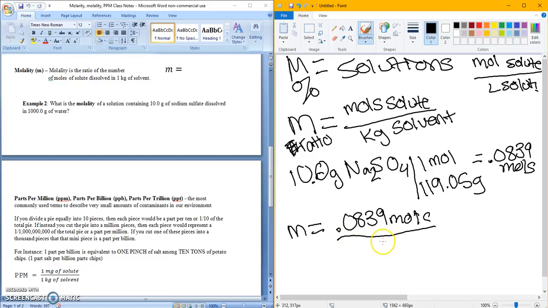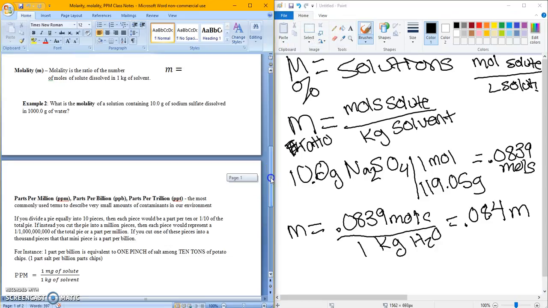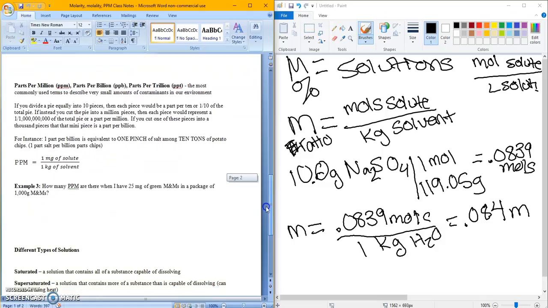Now if I look, it says 1,000 grams. I know 1,000 grams is equal to 1 kilogram, so I'm just going to put 1 kilogram right there. And I get 0.084 molality, or moles per kilogram. Whichever you want to put, you can put little m or moles per kilogram. And that's how you calculate molality. And we'll be using that for our next class. So make sure you know how to use the calculations. But other than that, that's pretty much all we're going to do with it for today.